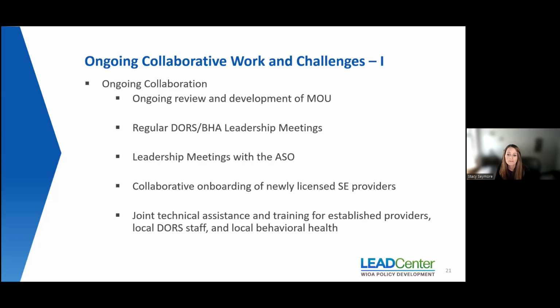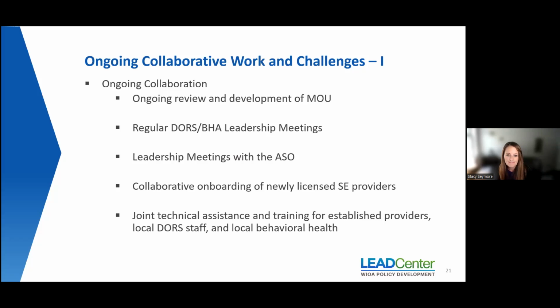The collaborative onboarding of newly licensed supported employment providers. Kate and I work very closely together to meet with all newly licensed providers to talk about the logistics, services, service provision, funding. We introduce them to the local vocational rehabilitation teams at their local DORS office. We provide joint technical assistance and training. All the training and technical assistance which is offered to providers is also offered to the DORS counselors to ensure that they're all on the same page. And so anything that we offer, we provide to both the DORS counselors as well as the supported employment providers.